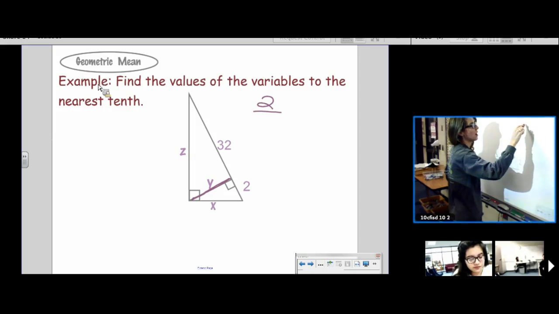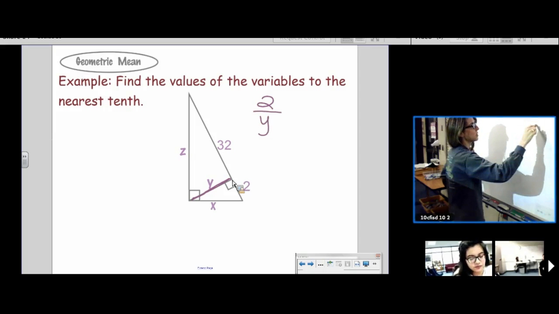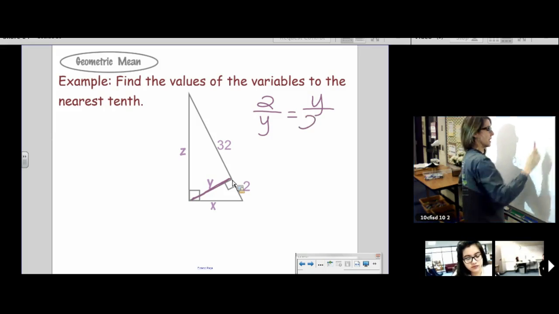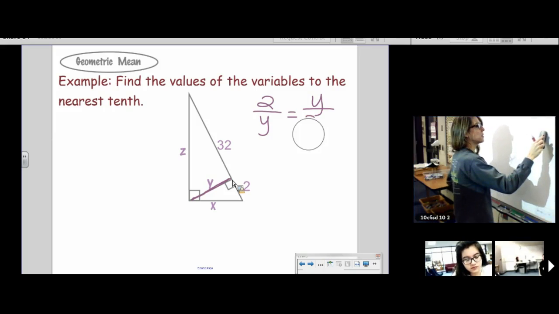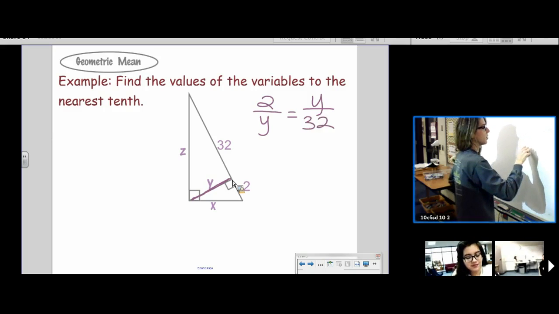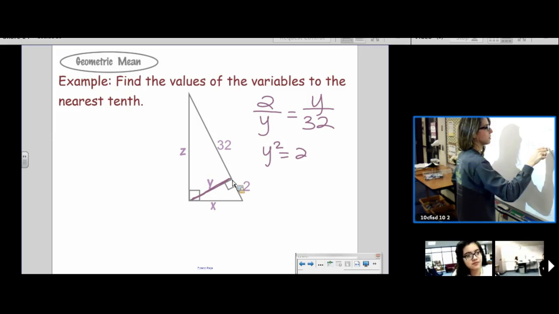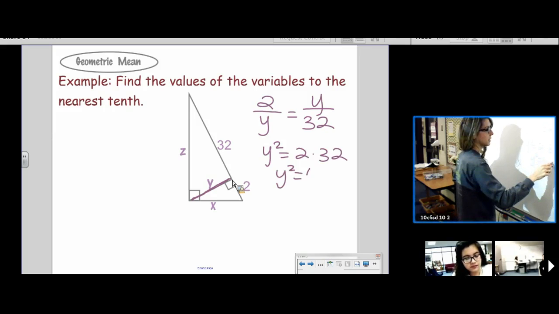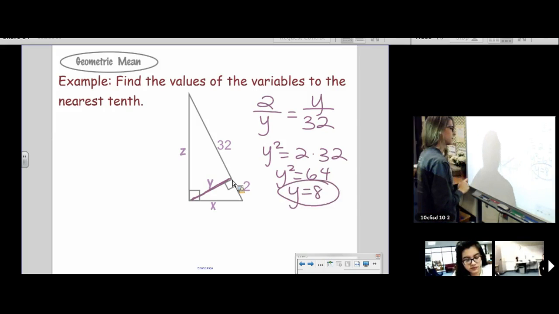Hypotenuse part 1 over the altitude equals the altitude over hypotenuse part 2. So y squared equals 2 times 32. Y squared equals 64. Y is 8.